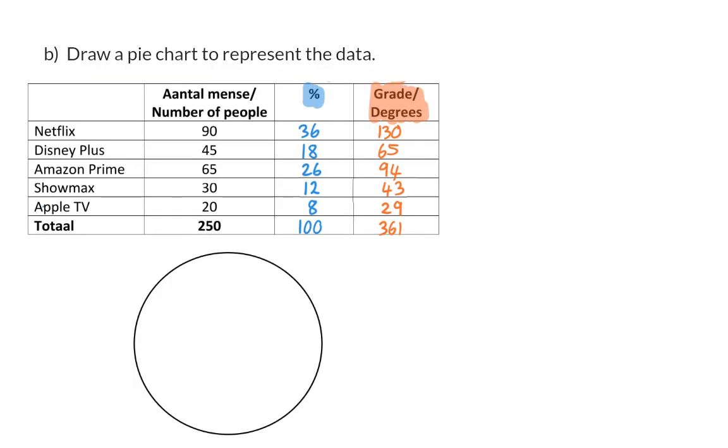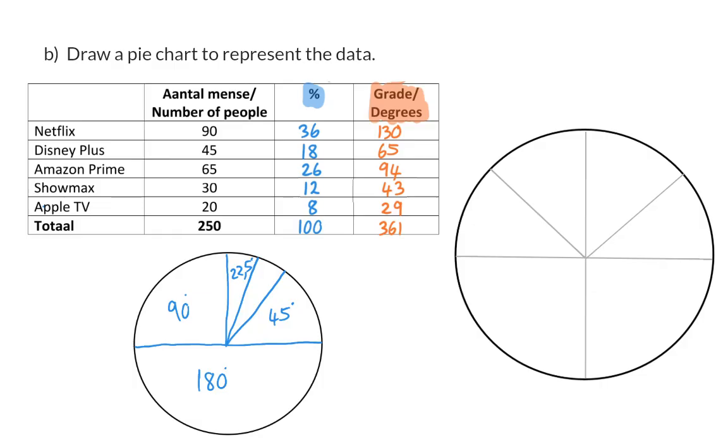Question B. Draw a pie chart to represent the data. To draw a pie chart, you do not need to use a protractor. You already know that half a circle is 180 degrees and a quarter circle is 90 degrees. If I halve that again, I will have a 45-degree angle, and half of that will give me 22.5 degrees. This is enough information for you to be able to estimate the size of each sector.